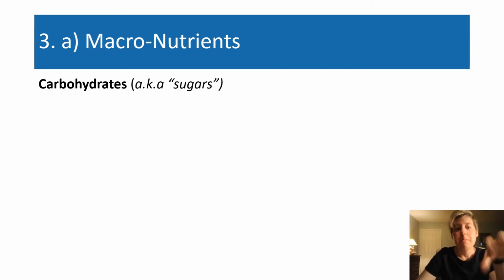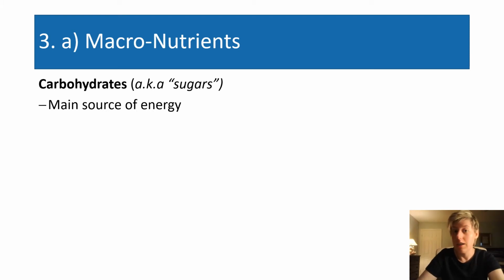Our key macronutrients, first and foremost, are carbohydrates, and they are the main source of energy that your body uses. So between carbs, proteins, and fats, your body is going to use carbs the most. And we actually have three types of carbohydrates, and the types of carbohydrates have to do with the complexity of the carbohydrate molecule.